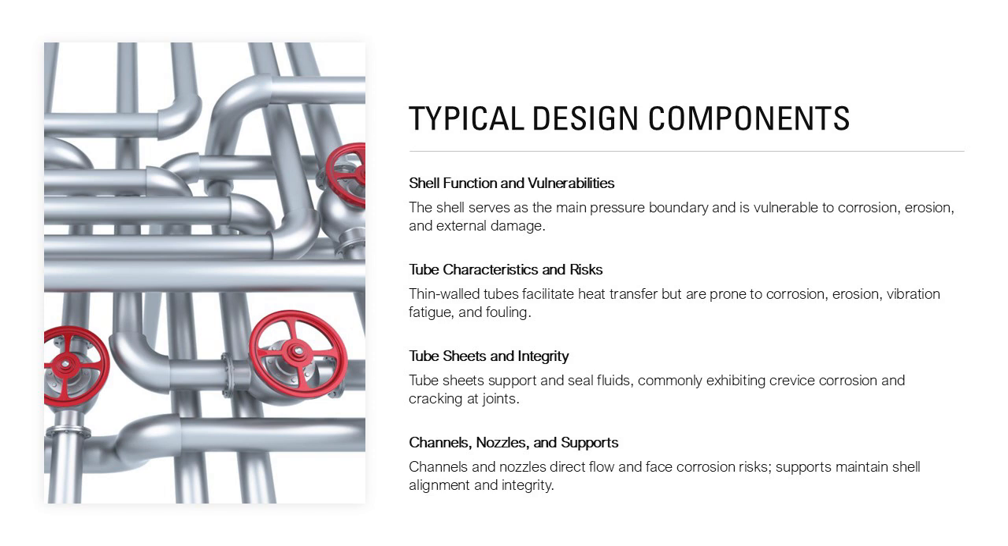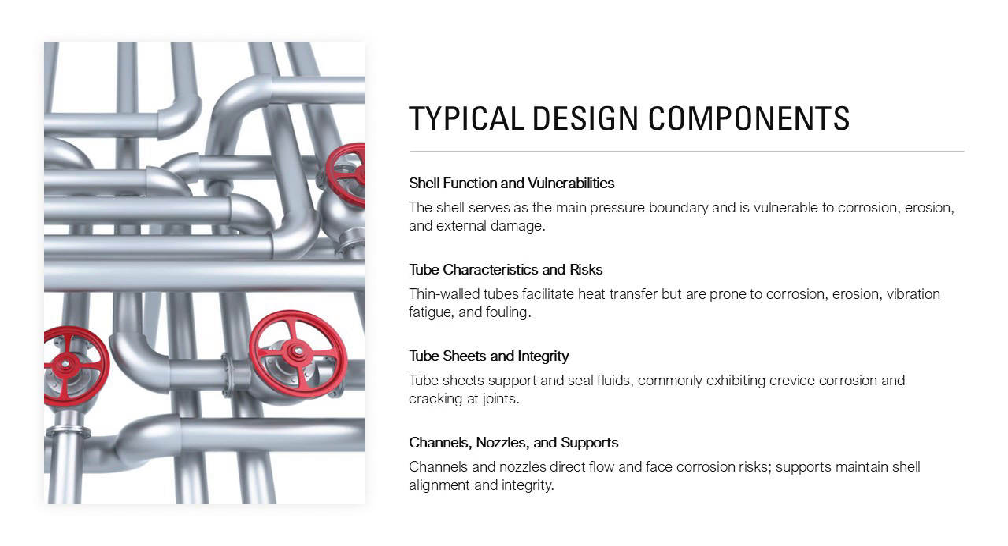The shell is the main pressure boundary on the shell side and is subject to corrosion, erosion, and external damage. Tubes form the primary heat transfer surface and are often thin-walled, making them susceptible to corrosion, erosion, vibration-induced fatigue, and fouling. Tube sheets provide structural support and sealing between shell side and tube side fluids, and they are common locations for crevice corrosion and cracking at tube-to-tube sheet joints.